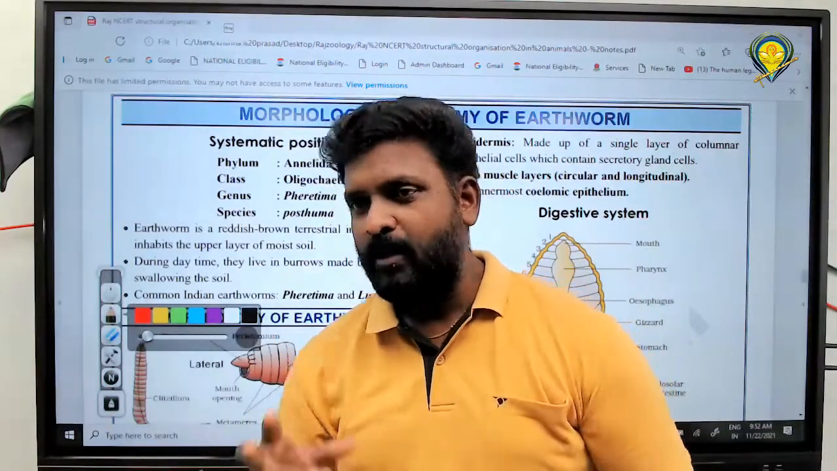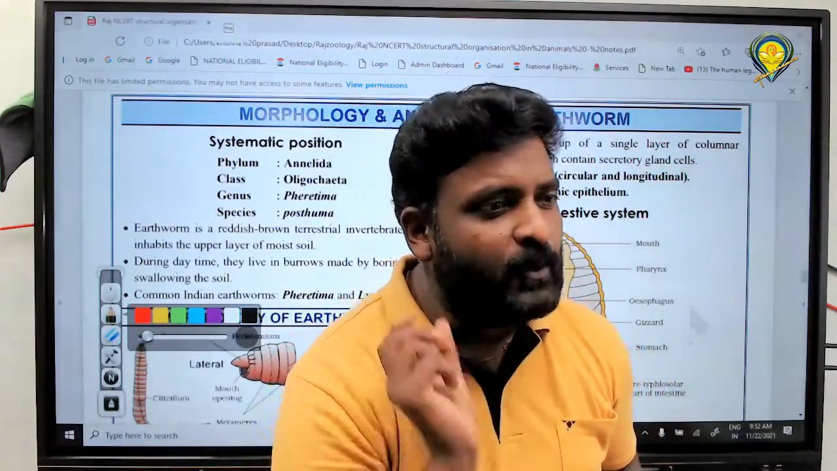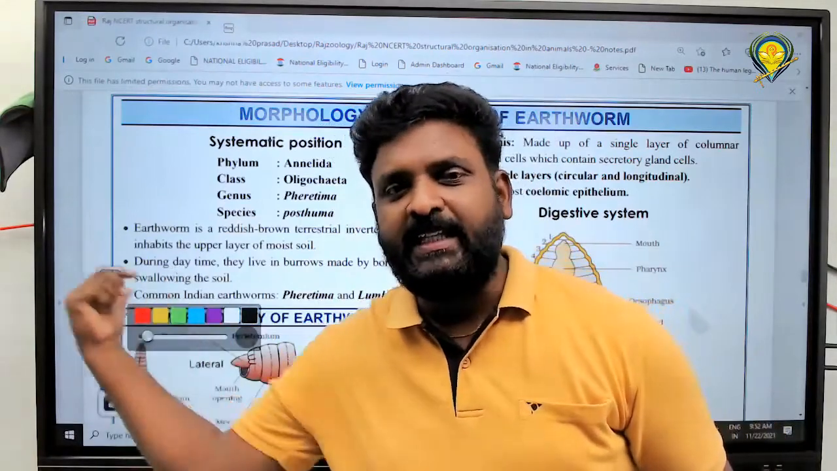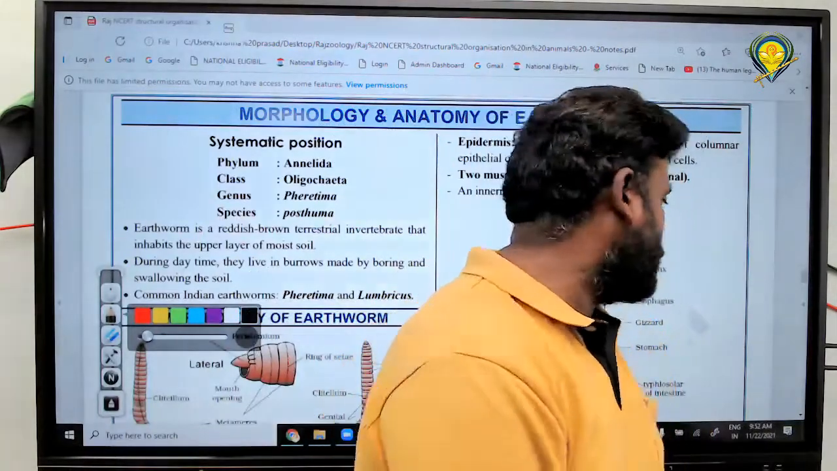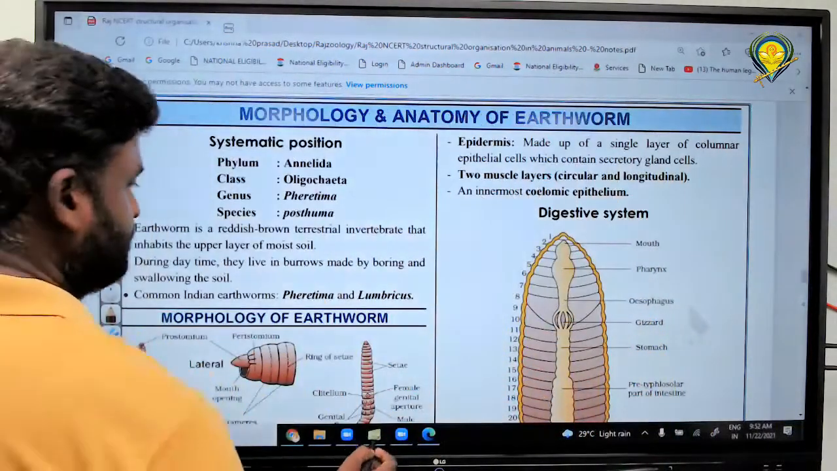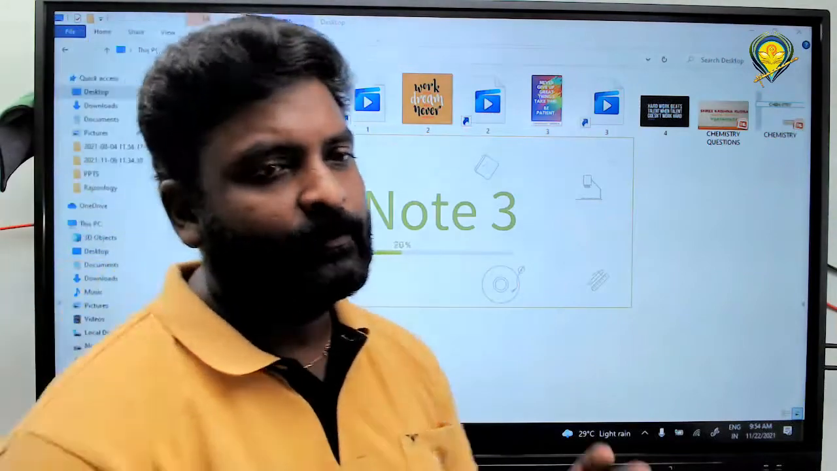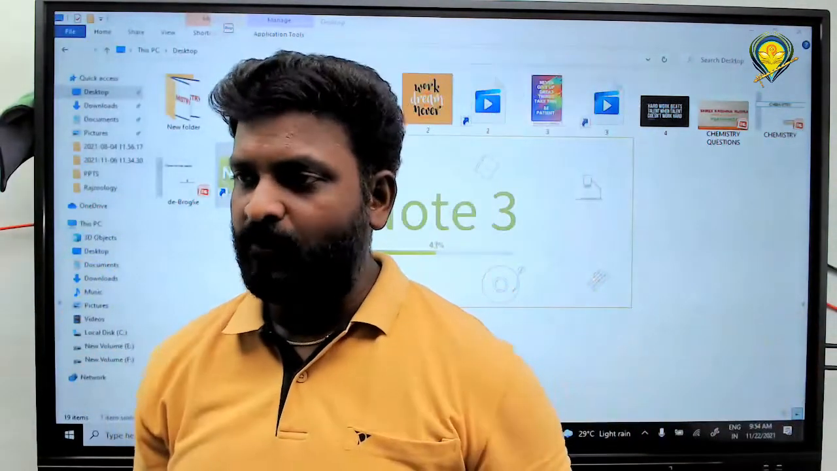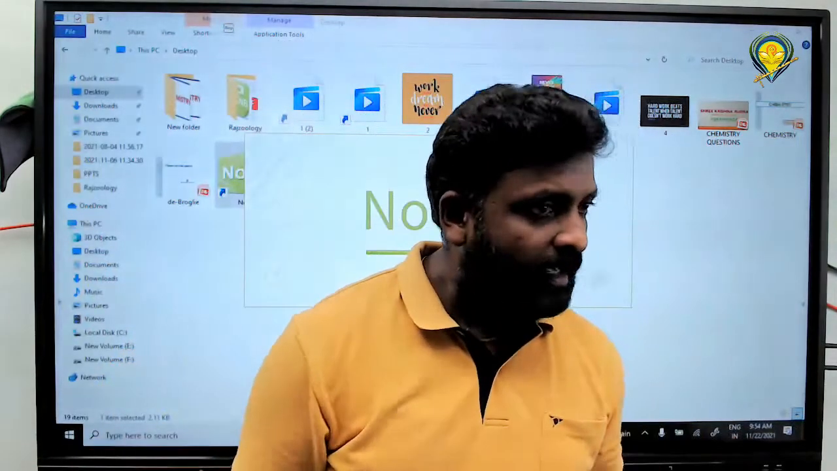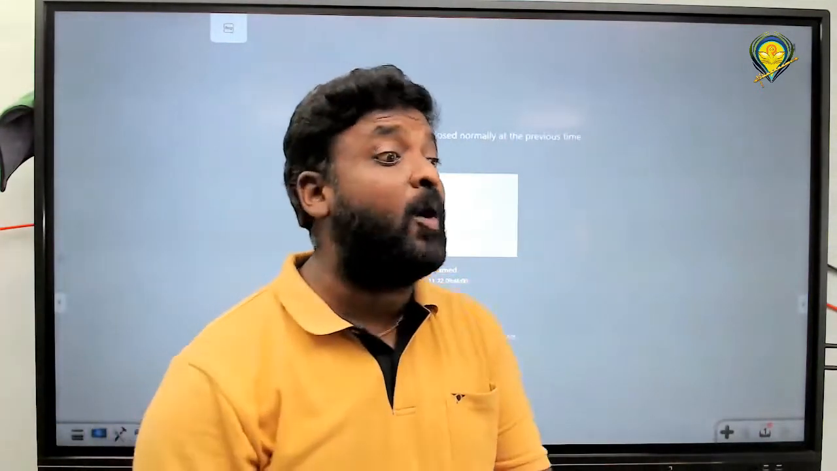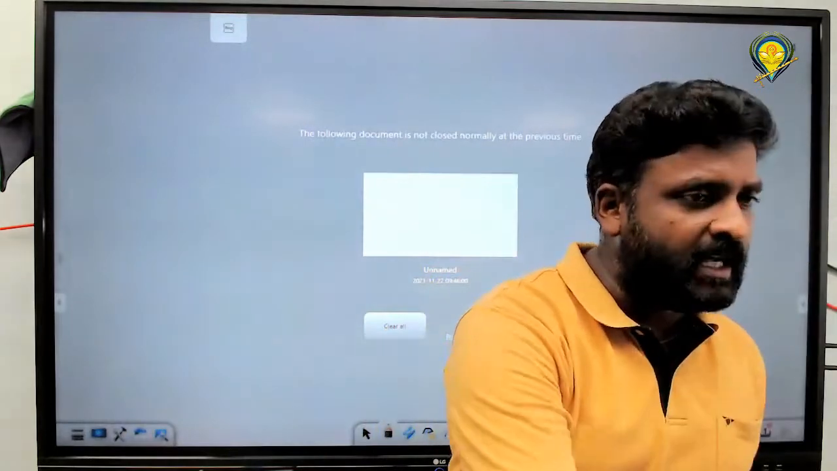Oligo means what? Few. Chaeta means setae, which help in locomotion. Got it? I will show you how those look. Oligo means few, chaeta means setae, which help in locomotion. Unlike Nereis, they do not have many. The presence of a large number of setae in Nereis is called Polychaeta.